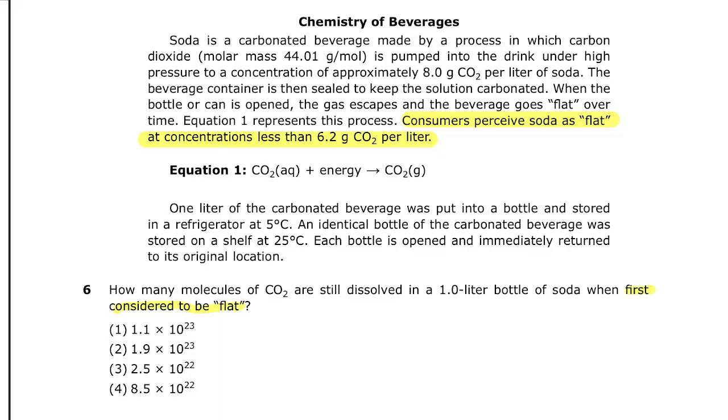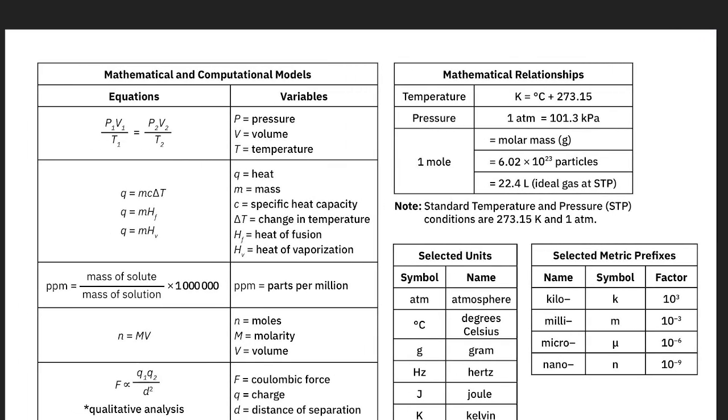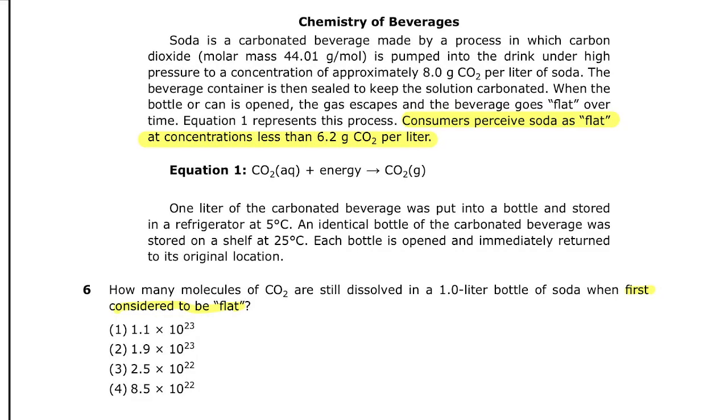In order to do this, we need to write a conversion factor. We need to know how many molecules of CO2 are in a mole of CO2. To do this, we can look at our reference table. If we come to mathematical relationships on the back, we know that 1 mole is equal to 6.02 times 10 to the 23rd particles, right? That's Avogadro's number. So what we can say here is that 1 mole of CO2 equals 6.02 times 10 to the 23rd molecules of CO2.